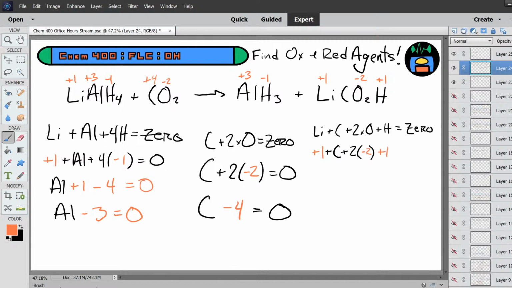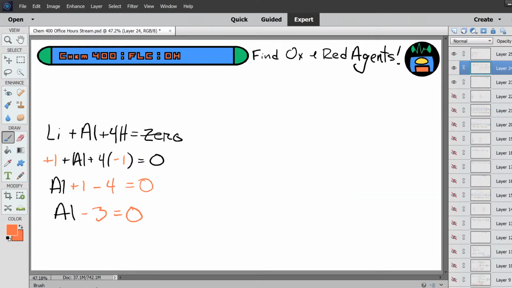Hydrogen is +1. This is all equal to 0. So 1 plus 1 is +2. 2 times -2 is -4. So carbon -4 plus 2 equals 0, that means carbon minus 2 is 0. So in this compound, carbon has an oxidation state of +2.